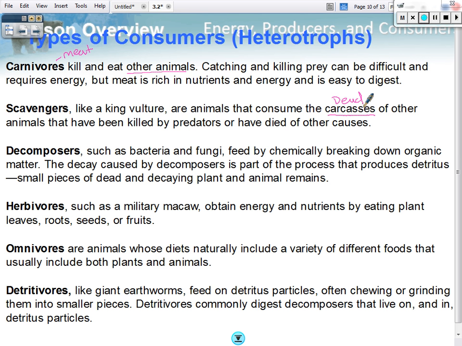Our decomposers, here's your bacteria and your fungi. A lot of people sometimes mistake fungi for plants, kind of like your mushrooms.